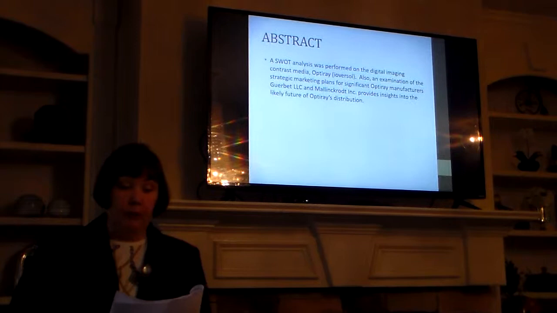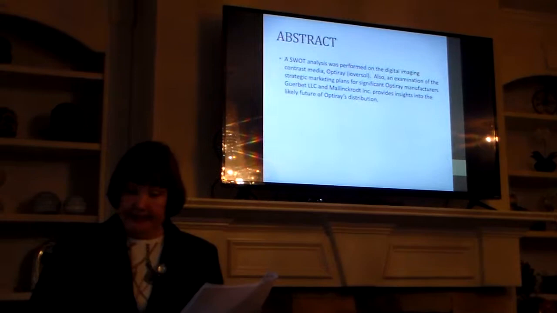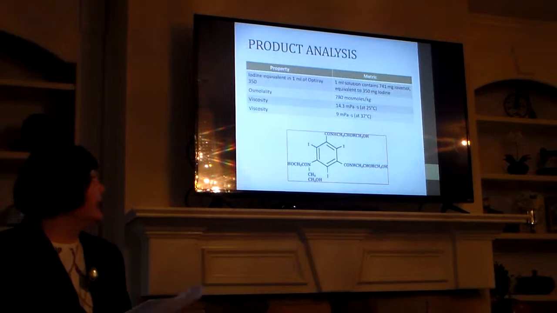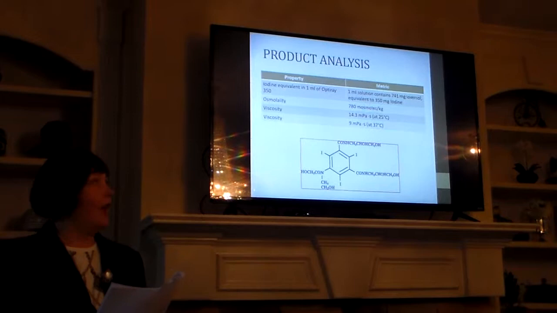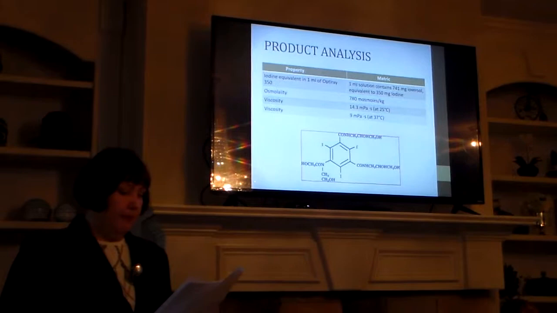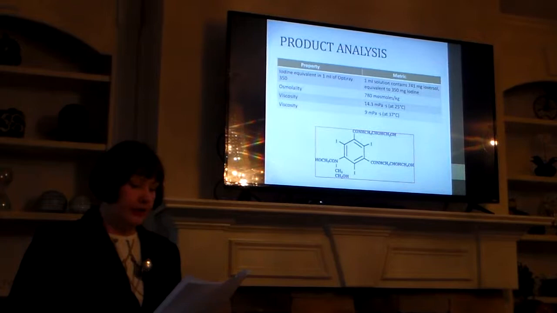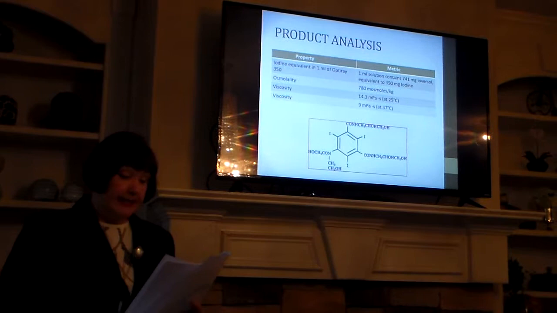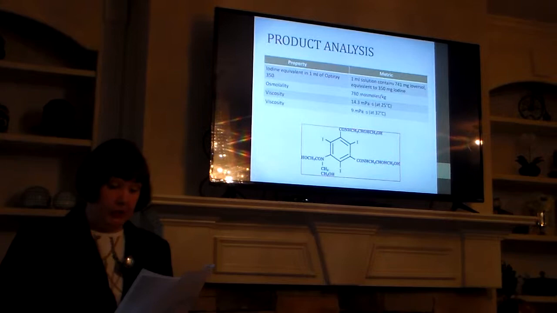Let's talk about product analysis. I got a little table, as you can see the property is on the left and the metric is on the right, and I included even the chemical formula for the Optiray. According to a summary of product characteristics issued by the Ireland Health Products Regulatory Authority 2017, Optiray is a clear, colorless to faint yellow solution. It provides the necessary contrast for the imaging technology to render clear diagnostic imaging of hard and soft tissues.